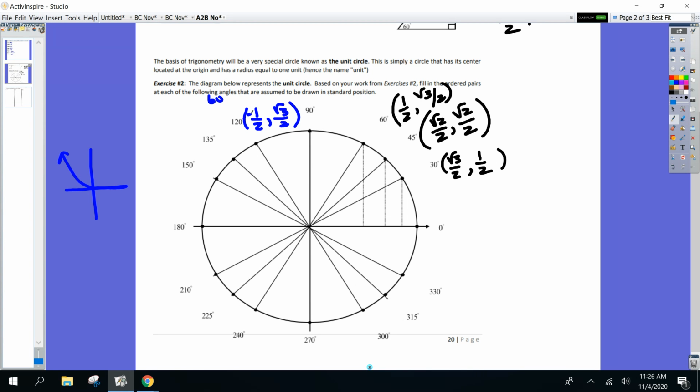135. What's the reference angle? 45. So it's going to have the same coordinate as 45. Radical 2/2, radical 2/2. But again, you're in quadrant 2, so the X coordinate is always negative. So it's negative radical 2/2.